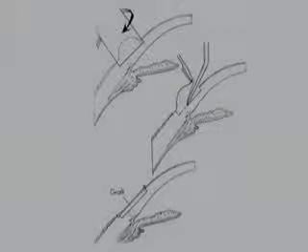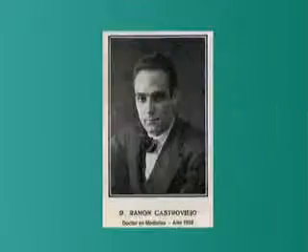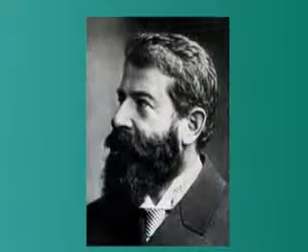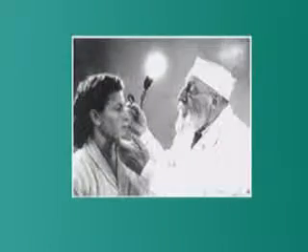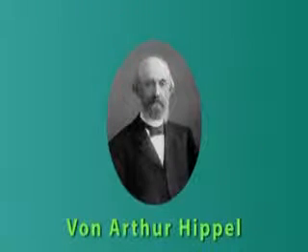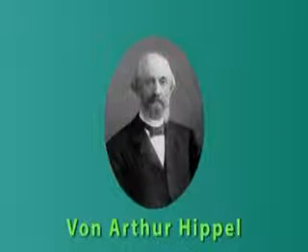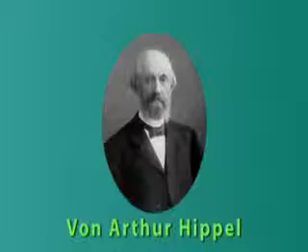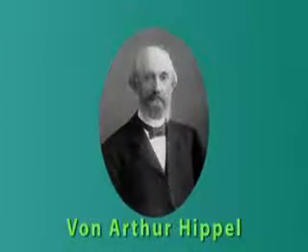Lamellar keratoplasty is a surgical technique of partial transplantation of donor tissue after the dissection of the diseased host cornea. The history of lamellar keratoplasty goes back over 100 years. The first successful lamellar keratoplasty was done by Arthur von Hippel at the end of the 19th century.